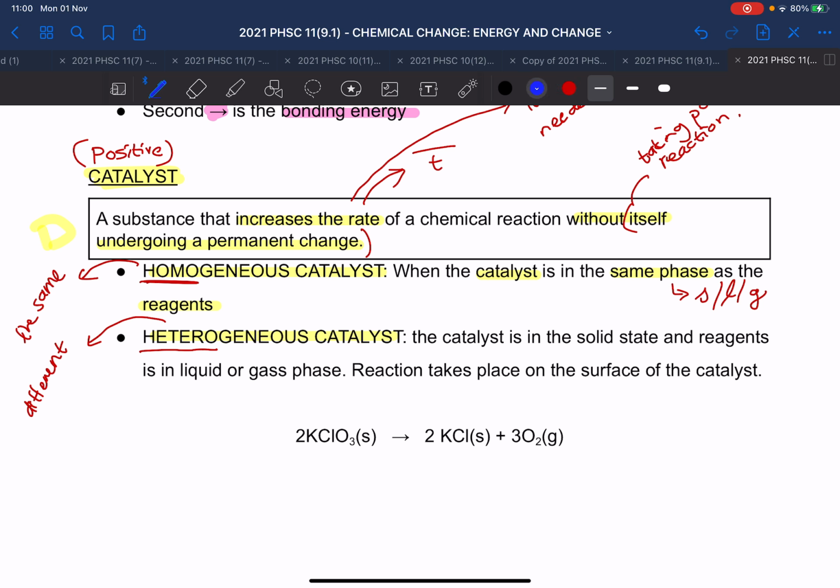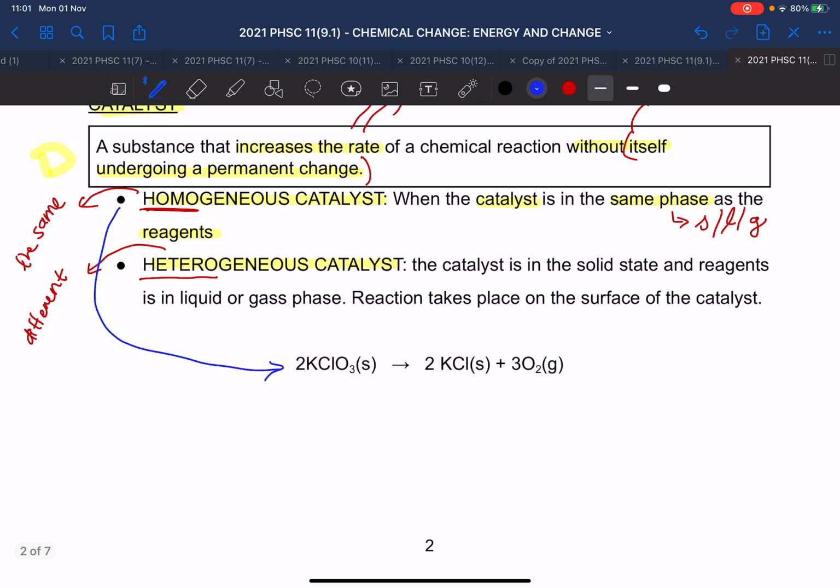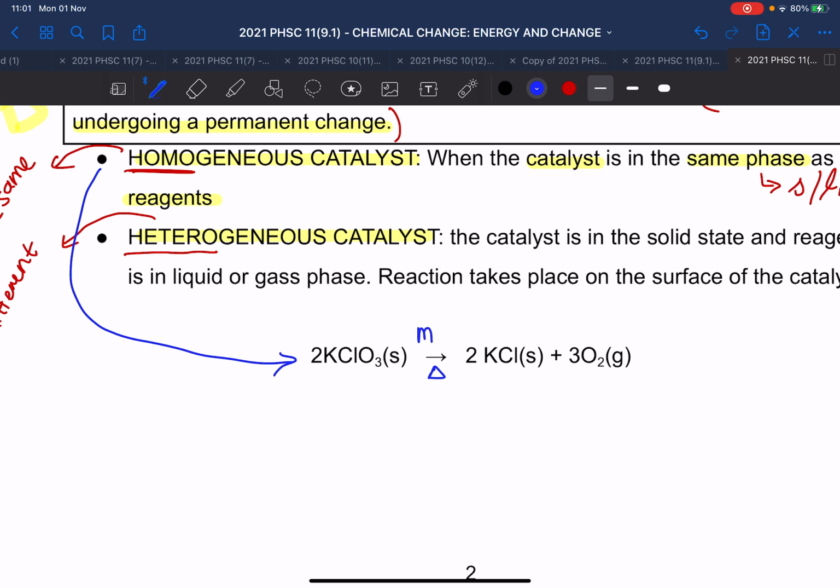Now, the example that we're going to do today is this one, where you have potassium chlorate. If you heat that up, it's supposed to decompose, to break apart, to give you potassium chloride and oxygen gas. But we're going to do this reaction and see that it doesn't happen. We need to heat it up a lot, and we can't heat it to that high temperature. So we need to add a catalyst, and the catalyst we add is manganese dioxide, a solid, a black powder.